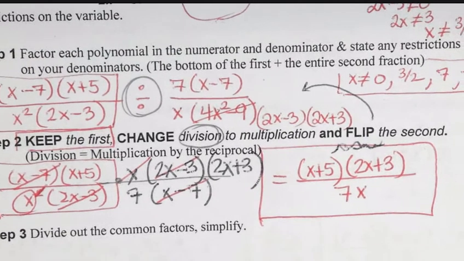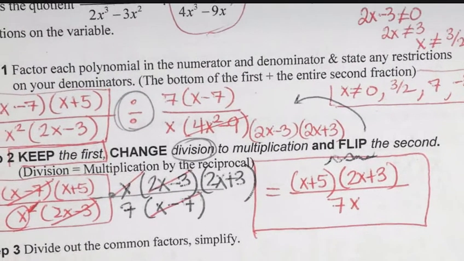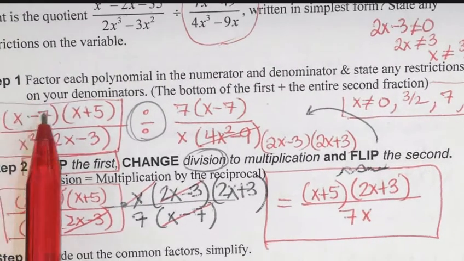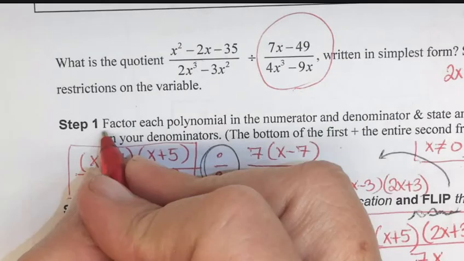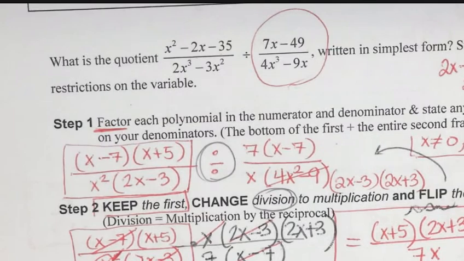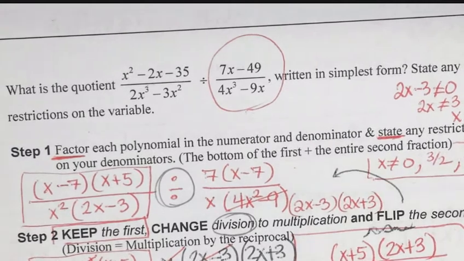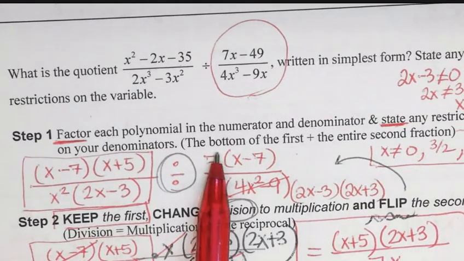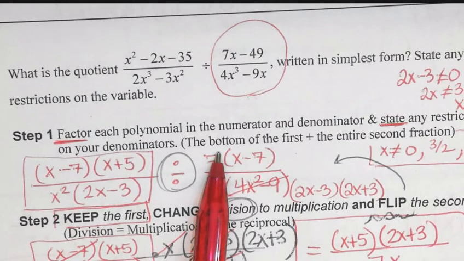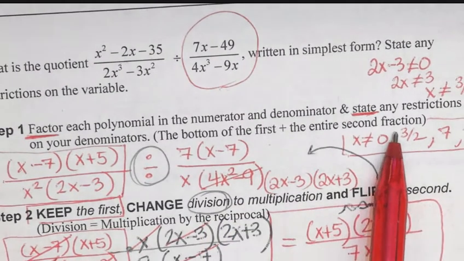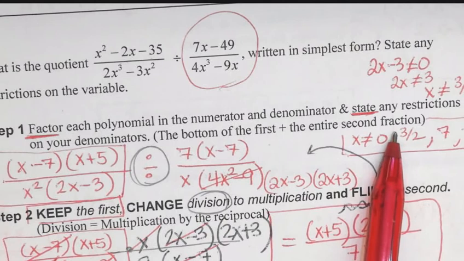This takes a little practice, but let's review the steps. The first step is to do what? Factor, and that's really like 4 problems in one. You've got to factor, factor, factor, factor, everything you can factor. And state restrictions. What are my restrictions on? The denominator of the first, that's the bottom, and the entire second fraction. Anything that makes that 0 is not allowed. The first step is the longest.